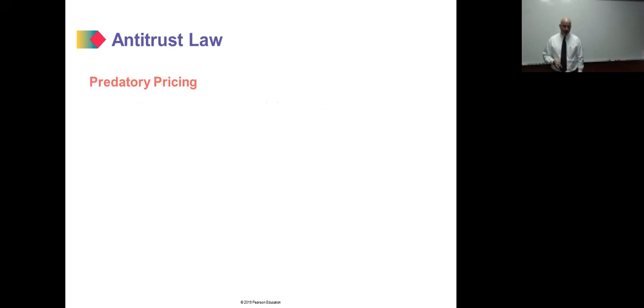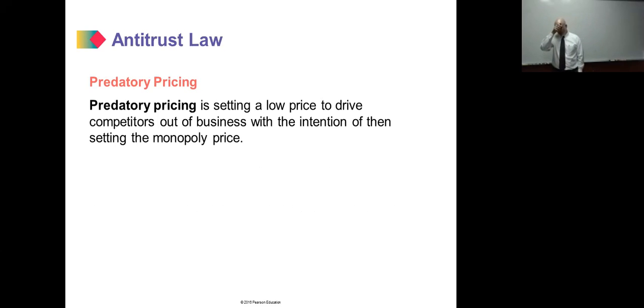Predatory pricing, probably the worst of the three. Setting a low price to drive out competitors with the intention of then setting the monopoly price. Usually done by stronger, more established firms with deeper pockets full of cash that can afford to incur a short-term loss in order to keep the price low and squeeze out all competition. The idea is once you have squeezed out all competition, you will then raise the price back up and set a monopoly price.